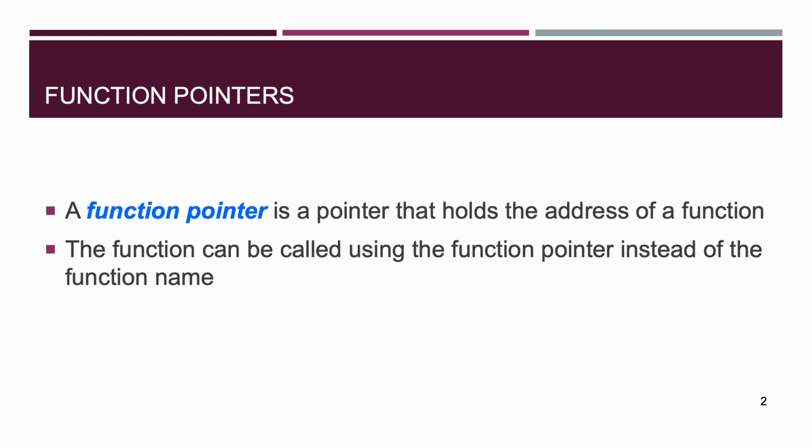Now, we'll look at function pointers, which is a type of pointer that holds the address of a function instead of a data value. This allows us to use the function pointer to call a function indirectly, meaning that we can execute a function by calling the pointer itself rather than the function's name.